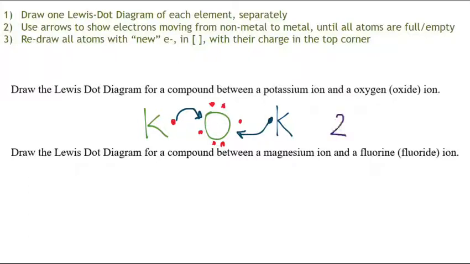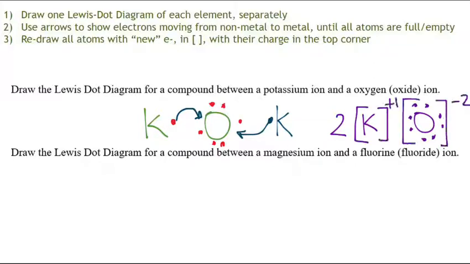So remember, when we redraw all of our atoms with their new electrons in them, we can just use this 2 over here instead of drawing out 2 Ks. There's not any dots, so it's not too complicated just to draw 2 Ks, but it's fine. And then don't forget to draw the square brackets around each of them and give them their charge. So it doesn't always work out perfectly with just 1 of each, but it's not too complicated to just add another of a different type. So let's look at this next example.